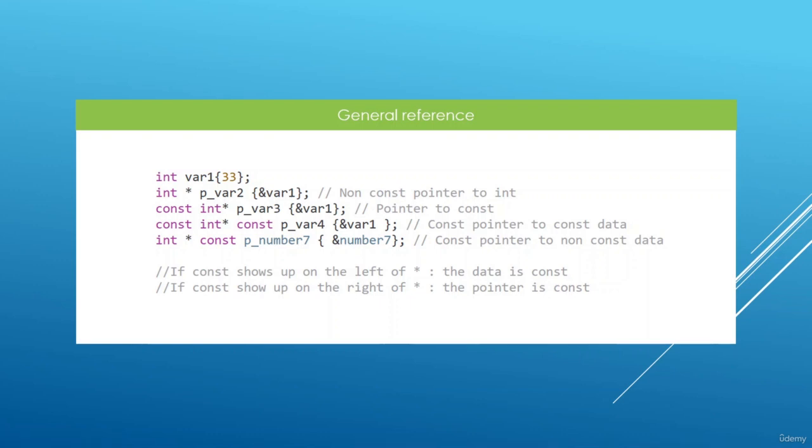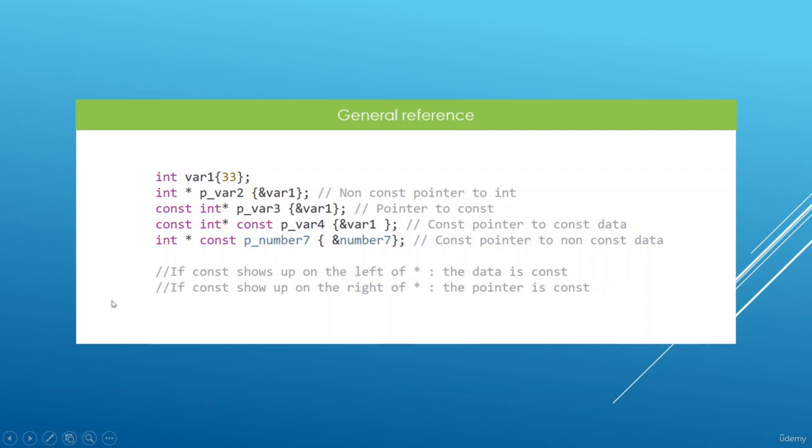And last but not least, we have a const pointer to non-const. So the const appears to the right of the star. So this is a const pointer, but it is not a pointer to const. So what this means is that we can go through p number 7 and change the value pointed to, but we can't make this pointer point somewhere else.